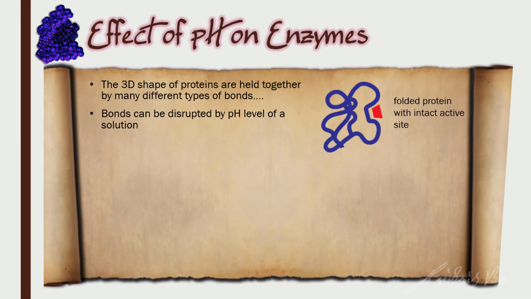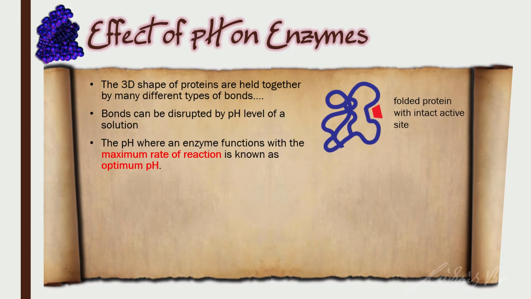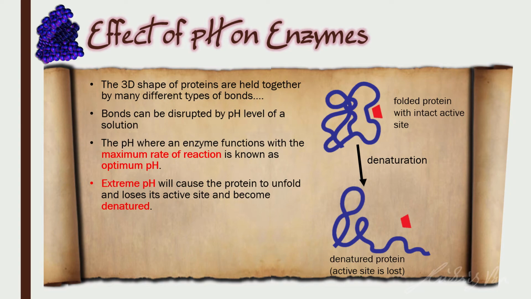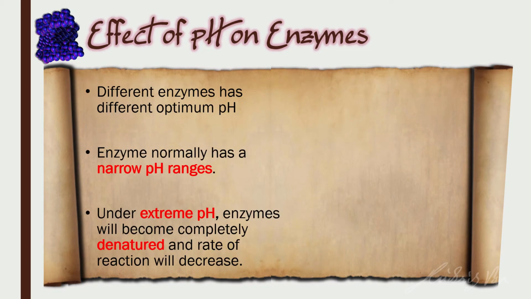As for pH, the bonds within the enzyme can be disrupted by extreme pH level. The pH where an enzyme functions at its maximum rate of reaction is known as the optimum pH. Whether it is an increase or decrease of pH beyond its optimum pH range, it will cause the protein to unfold and lose its active site and become denatured. So the enzyme-substrate complex cannot be formed, therefore the rate of reaction will decrease.